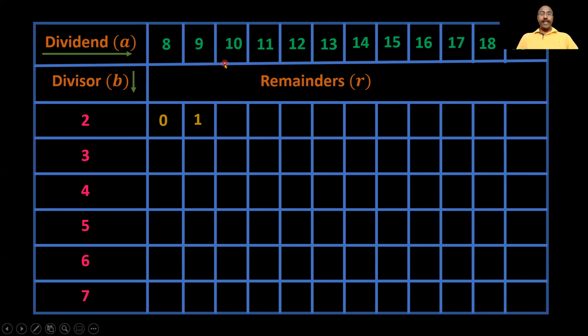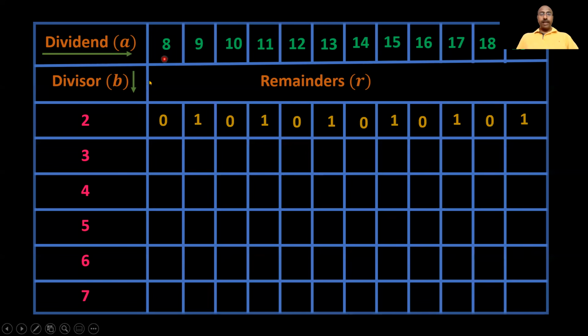And similarly, if 10 is divided by 2, remainder is 0. 11 is divided by 2, remainder is 1. Similarly, if 12 is divided by 2, remainder 0. 13 divided by 2, remainder 1. 14 divided by 2, remainder 0. In this way, we got remainders as 0, 1, 0, 1, 0, 1, 0, 1.